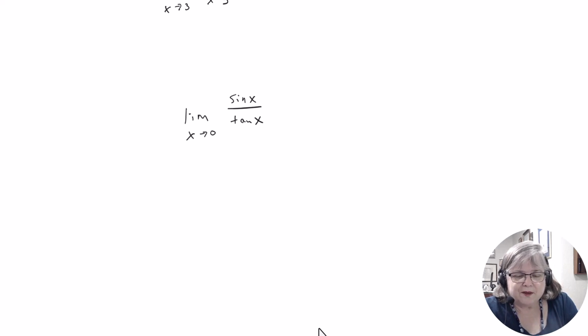All right, so let's think. If I substitute in the 0, sine of 0 is 0. Tangent of 0 is 0. So this is the indeterminate form. So I'm going to apply L'Hopital's rule. We're using H for L'Hopital.